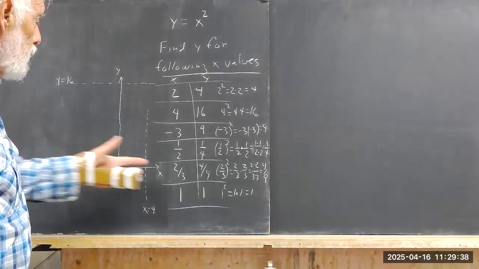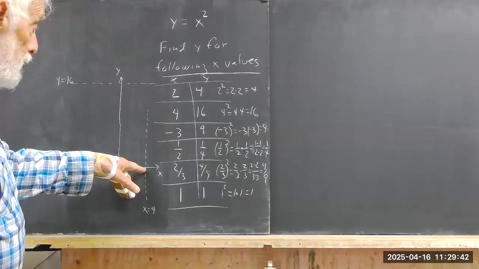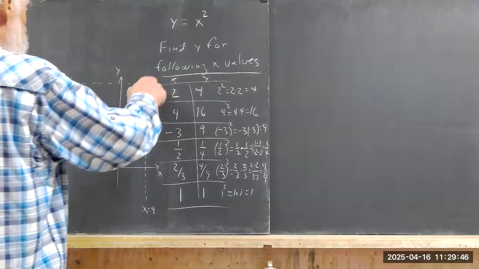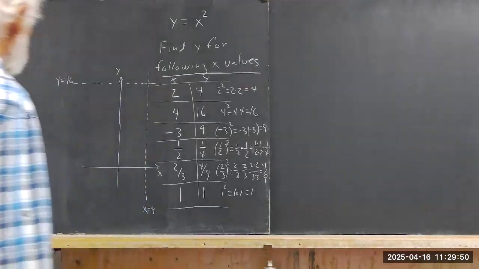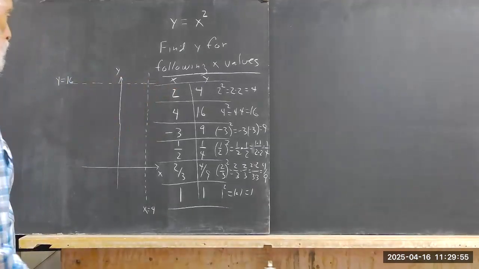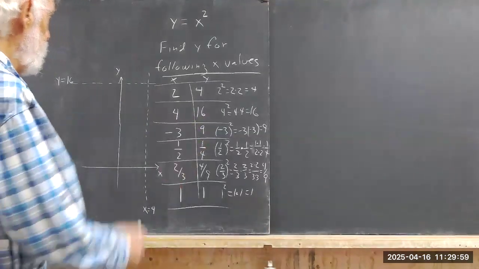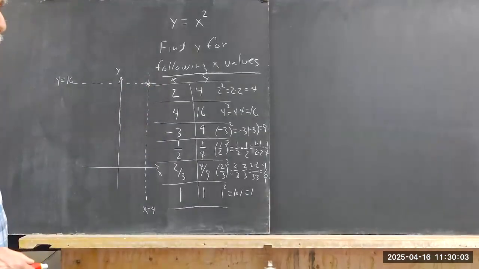So if you're on the X-axis, X is 4 right here. And X is 4 everywhere above and below this point on the X-axis. I can extend that line a little bit. And Y is 16 at every point on this dotted line. So X is 4 and Y is 16 where these two lines intersect.